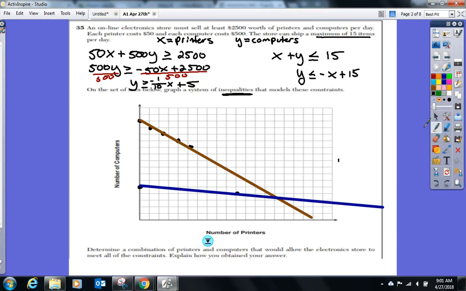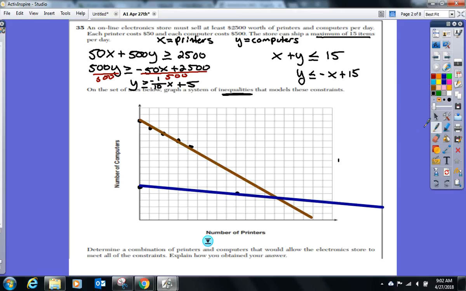It's too much. Okay, we all good? All right, let's finish this up. What have I not done yet? Labeled, and this is an inequality one, so what do I have to do with all my inequalities? Shade. So let's go back to the negative x plus 15. This is less than, so should I shade above or below? If it's less than, I should shade below.